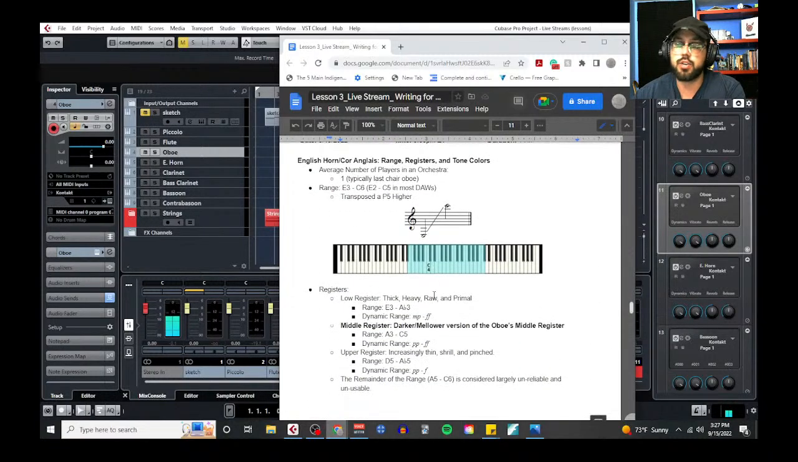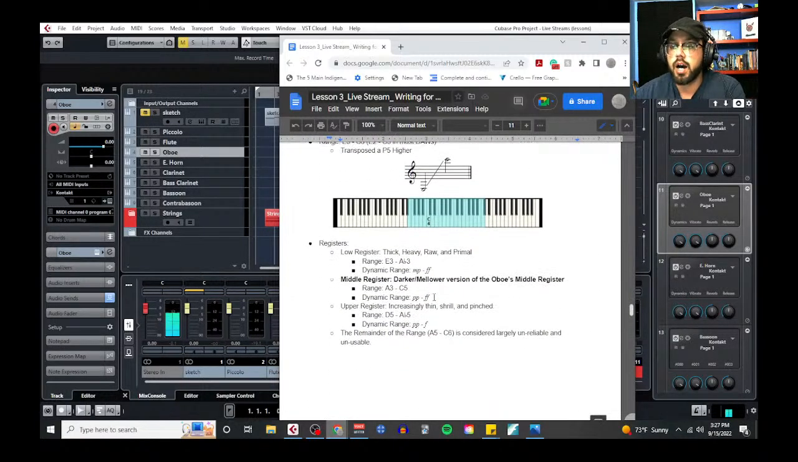The English horn is your extension of the oboe. Just like how the piccolo has an upwards extension for your flute, the English horn, also known as the cor anglais, will be your lower extension for the oboe.